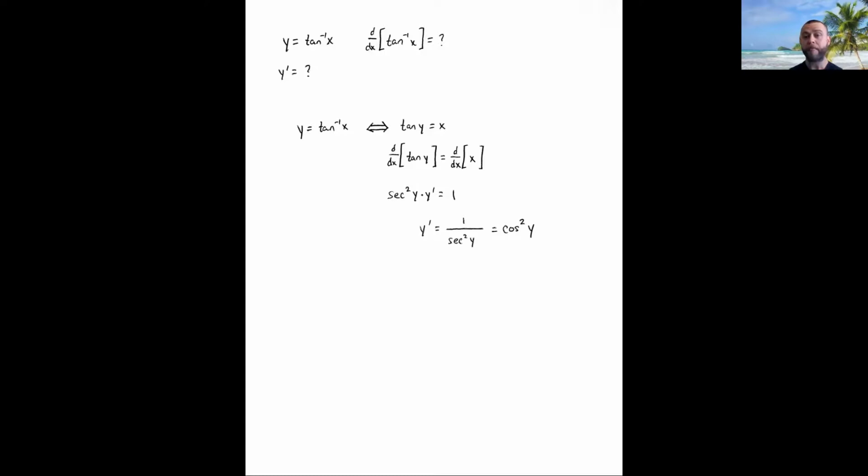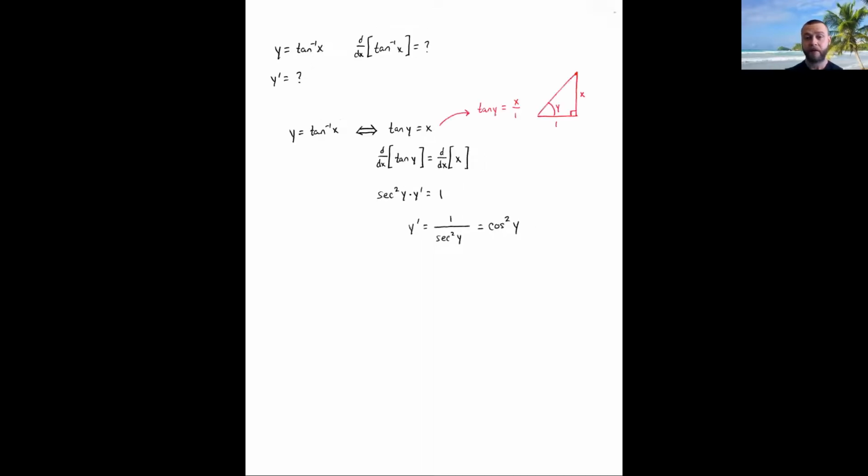And you might recall the relationship between secant and cosine. They are reciprocals. If you plug in secant squared as 1 divided by cosine squared, that fraction within fractions will simplify to just cosine squared of y. All right, now we need to convert this answer back in terms of x. Going to our original implicit equation, tangent of y equals x, we can rewrite this as tangent of y equals x over 1.